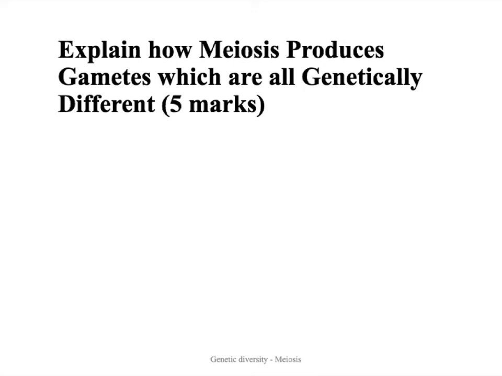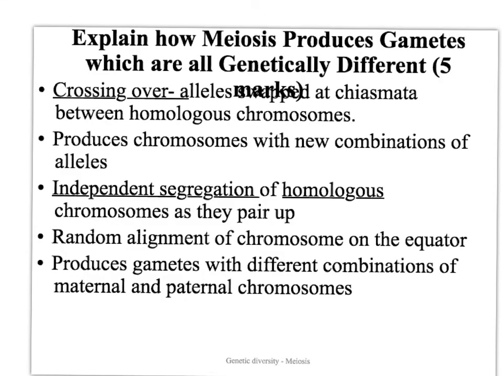So we're going to look at two very common long answer questions to do with meiosis, and this will assess to see if you've understood the main mark points. So the first one is, how does meiosis produce gametes that are all genetically different? And here's the mark scheme with that.